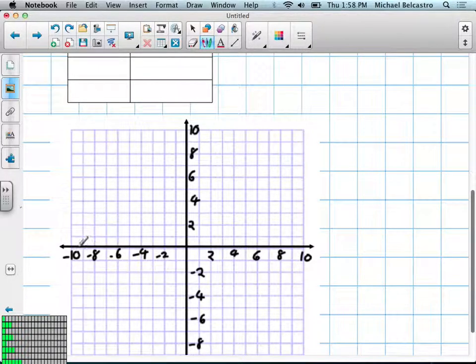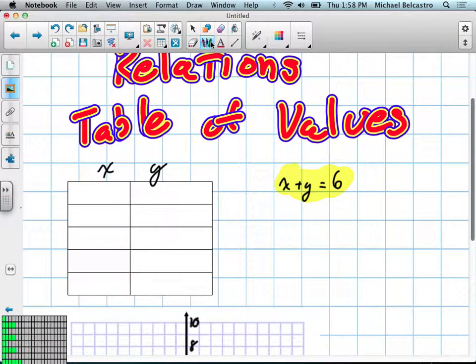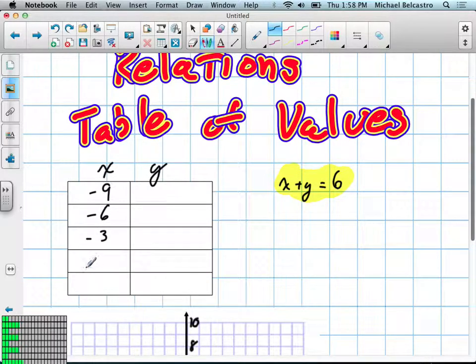In this case, let's maybe try to go by 3. Negative 9. I'm going to go up by 3. So we're going to have negative 9, negative 6, negative 3, 0, and 3. All of those fall between negative 10 and 10. I've chosen these numbers for a reason because I want to show you what happens when you get a number that might not be on the graph.